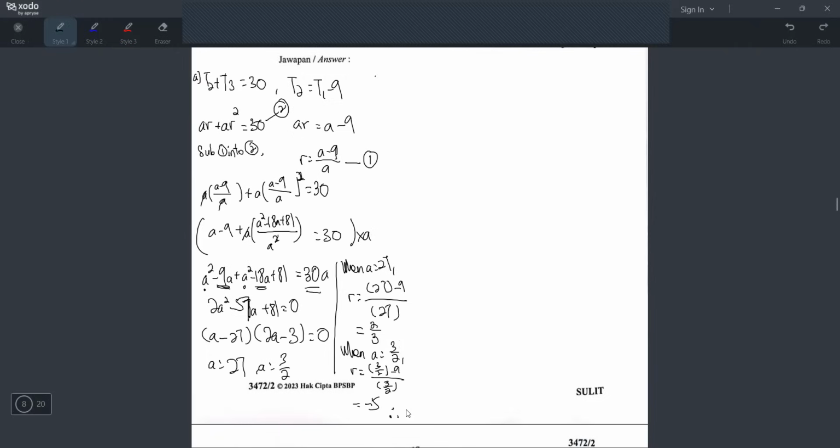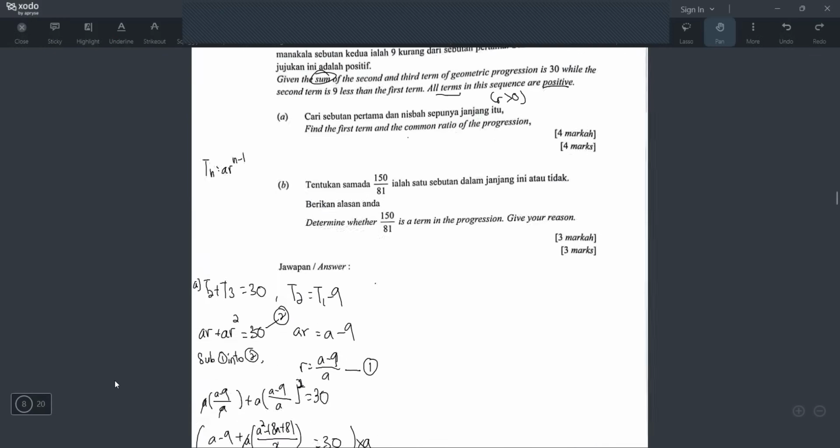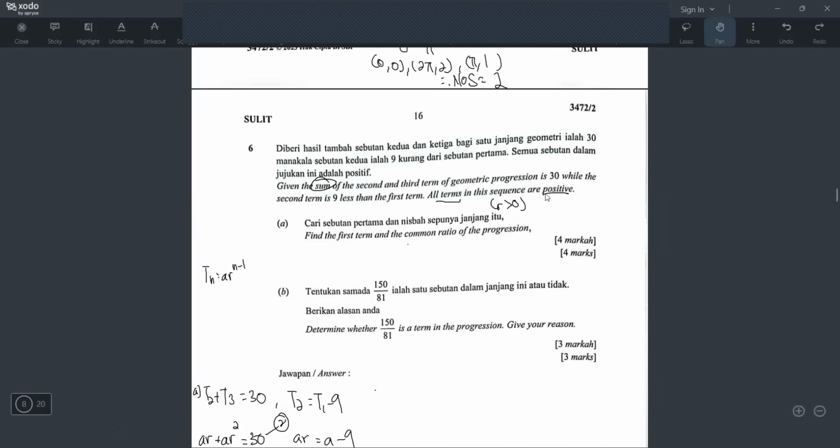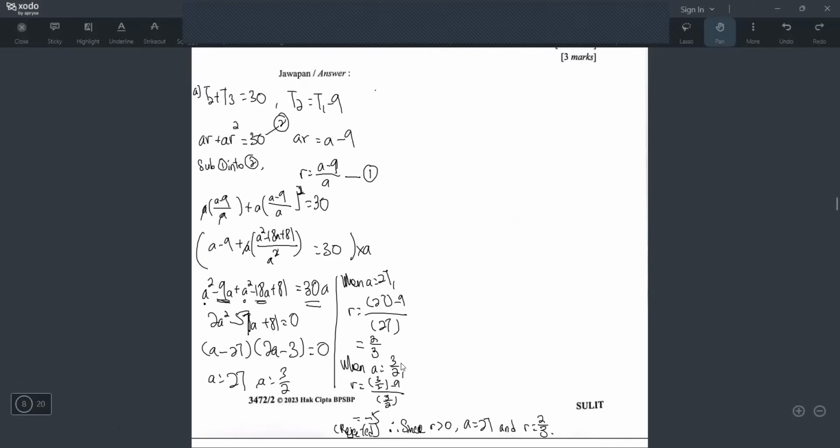Since r must be bigger than 0, therefore a equals 27 and r equals 2 over 3. All right, it means we will reject this, right? But you will not erase the working. It means you will still leave it like this, but we just write "rejected" here. Why rejected? Because the question says all terms are positive, which means r must be positive. That is why we cannot take the a equals 3 over 2, r equals negative 5 answer. Which means the only answer here is 27 and 2 over 3.